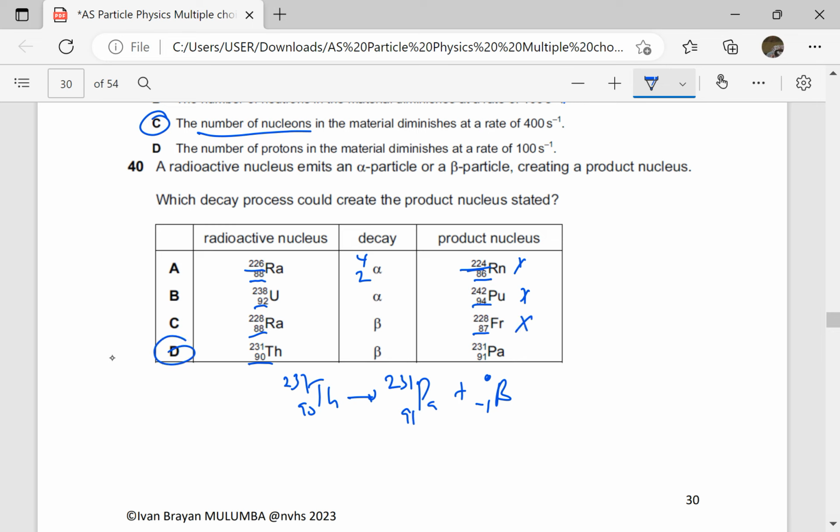Why have I rejected this one? It is because every time they just say beta particle, they mean beta minus. So this one will actually be referring to beta plus.